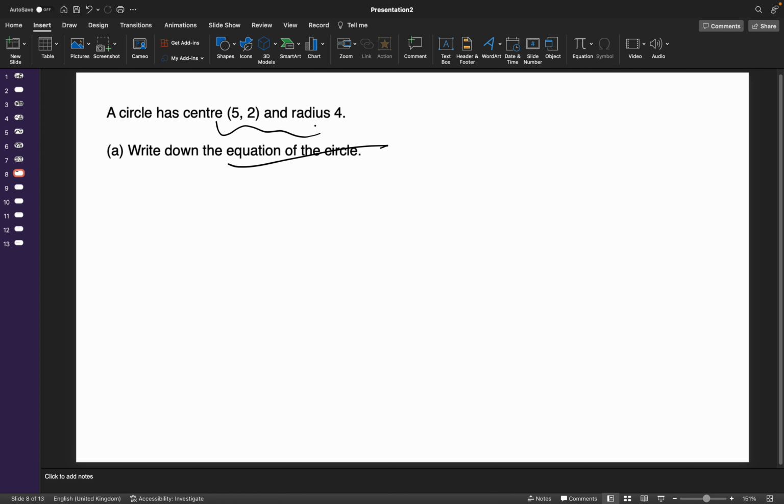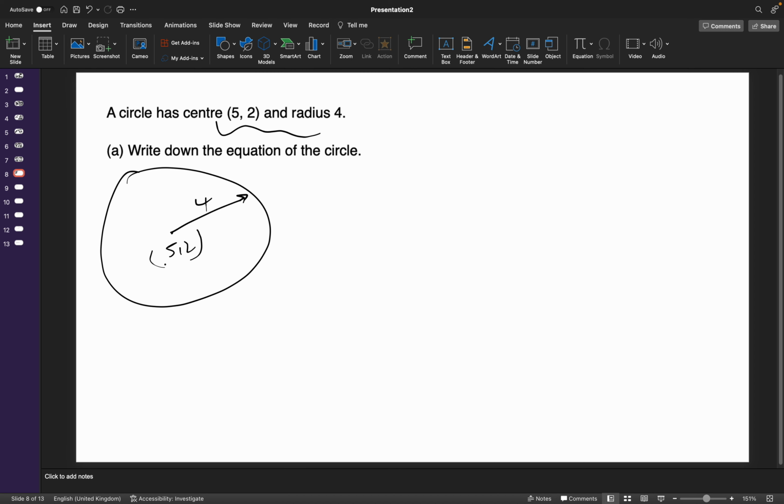We need to write down the equation of the circle, right? This is going to be the part where it gets a bit confusing. So the circle has center 5, 2. Oh my god, this diagram is absolutely horrendous. The center of the circle is going to be 5, 2. The radius, the distance to the end of the circle, is going to be 4. That's the same in all directions. We need to write down the equation of the circle. Remember when I said x squared plus y squared equals r squared? This is only for circles with center 0, 0.